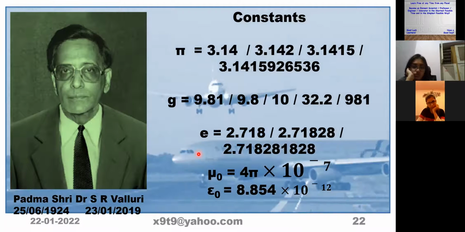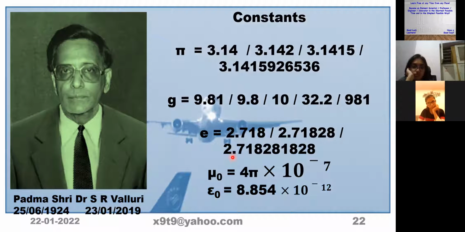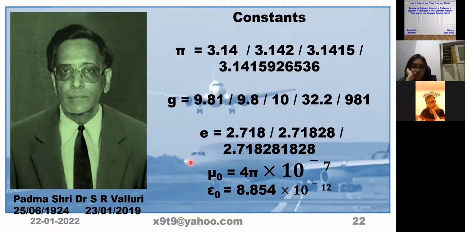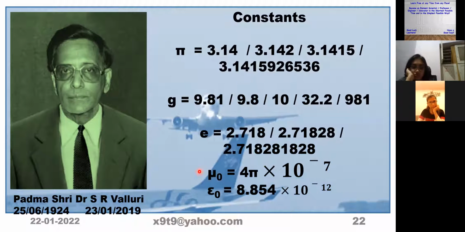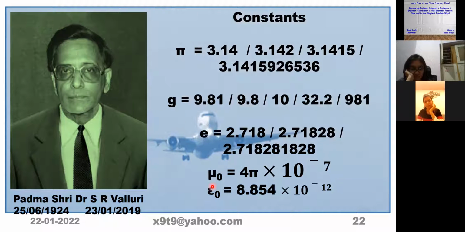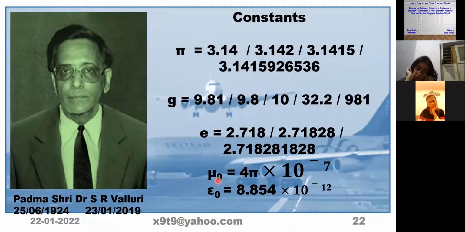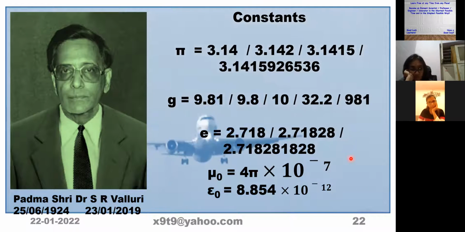Similarly, those of you who have studied physics will know what is mu naught. Do you have any idea? In physics in P.U.C, it was there. Mu naught is called the permeability of free space or vacuum. It is 4 pi into 10 to the power of -7 henry per meter.